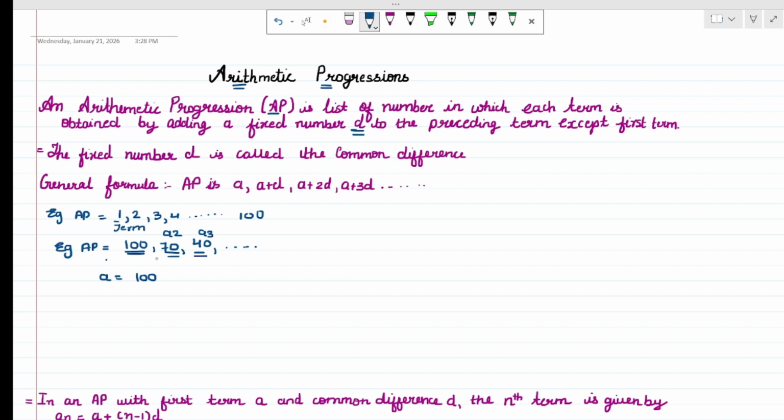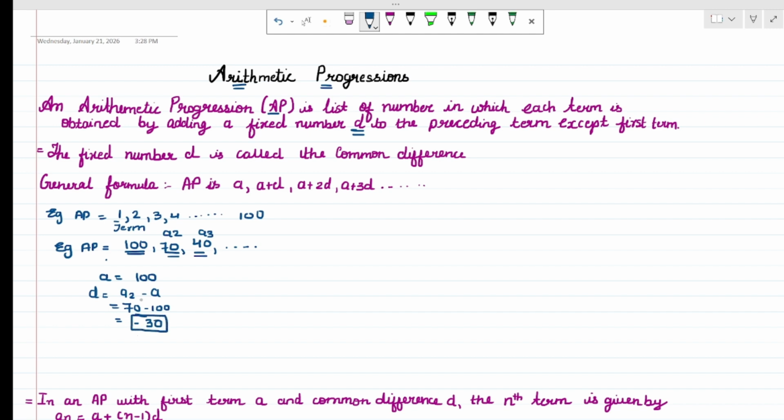How can you find out your D? You can find D is equal to A2 minus A1. So for our D, if I subtract 100 from 70, it gives me minus 30. So minus 30 becomes my value of D.